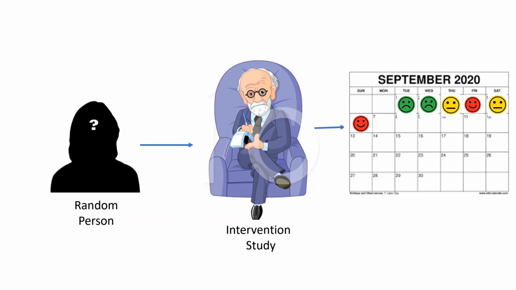But again, we're not interested in that correlation. We just need to account for it so we can make predictions about a random person who receives the intervention study.